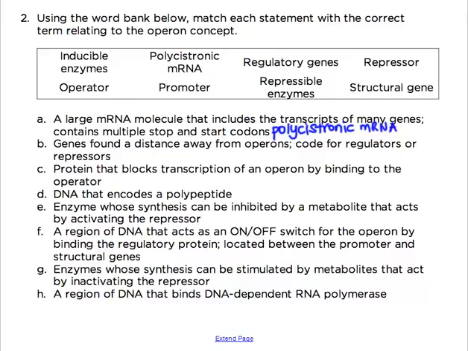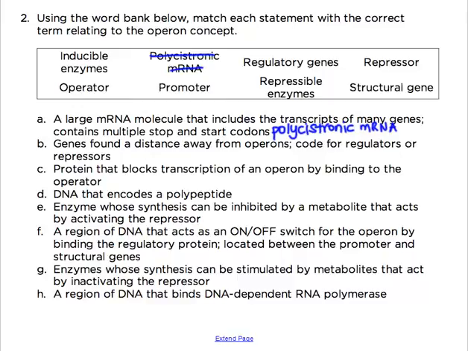Now this is a piece of mRNA that, as it says in the statement, contains the transcripts of many genes. So it's not to say that the whole thing will be transcribed into one large protein. In fact, they have many stop and start codons within this mRNA so that you make multiple little proteins. And that's what, in the operon, the structural genes are usually grouped together so that when transcription occurs, let's say there's 3 structural genes in the operon, they'll all transcribe together and then they're translated into 3 separate proteins or enzymes.